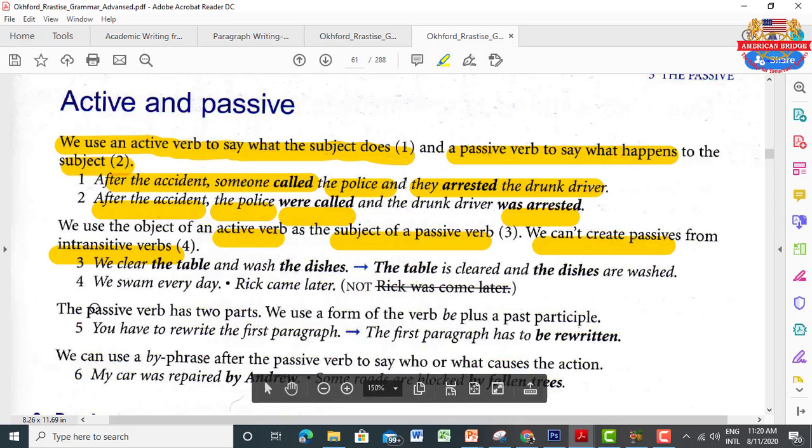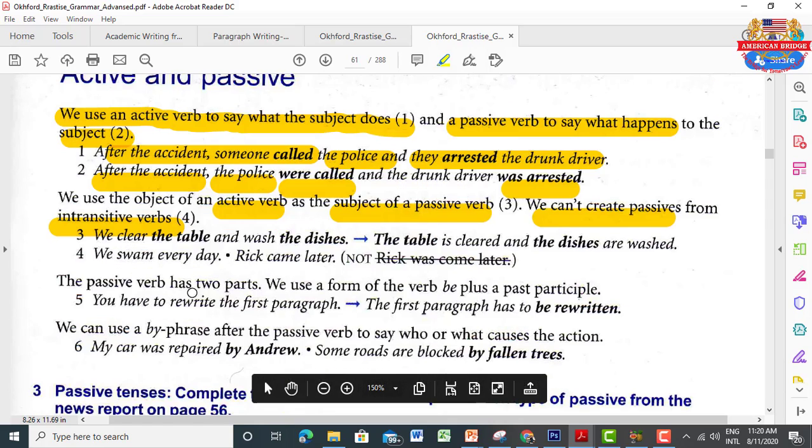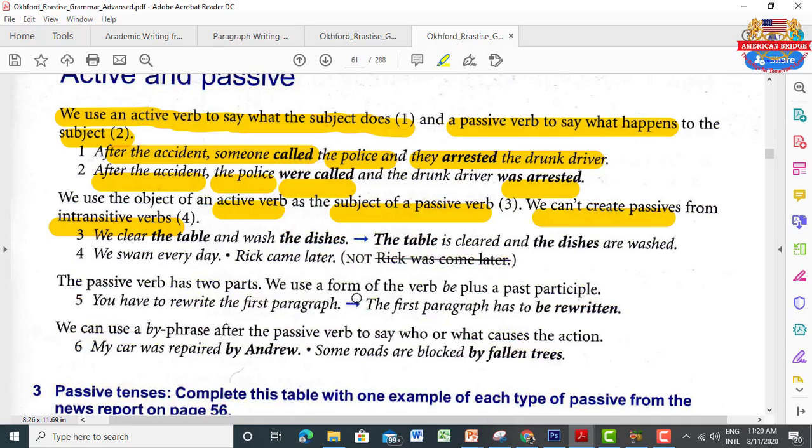So you see that the passive verb has two parts. Let's check. We use a form of the verb be plus the past participle. Again, everyone, past participle means verb 3.